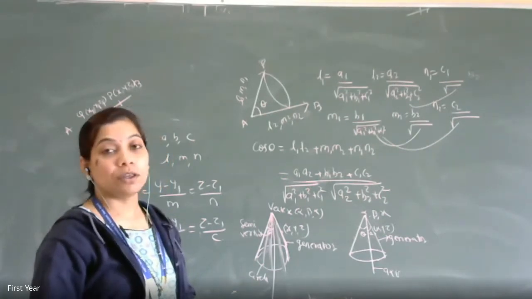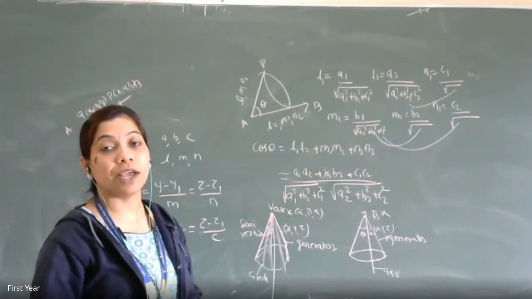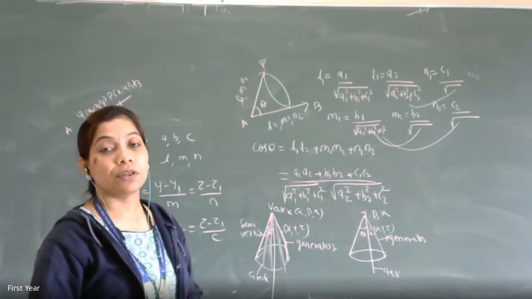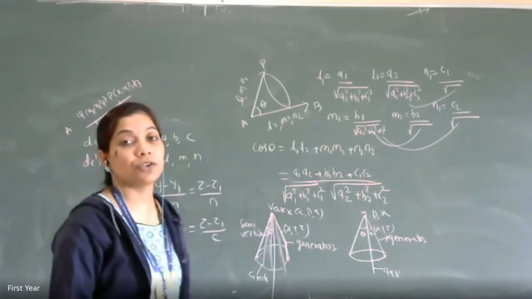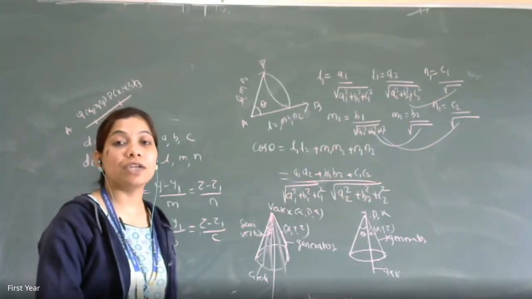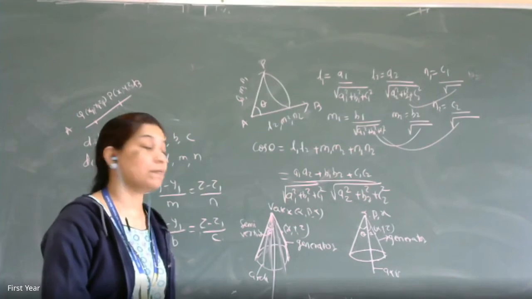Note: the fixed point is called the vertex. The moving line is called the generator. The fixed line is called the axis. And the constant angle is called the semi-vertical angle.